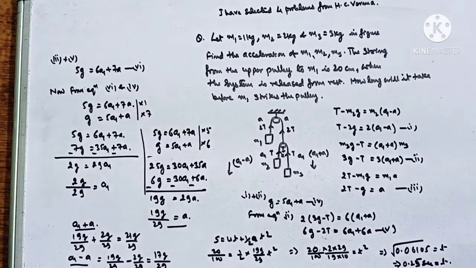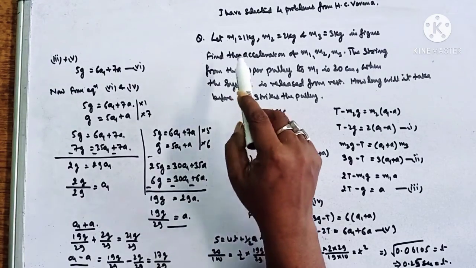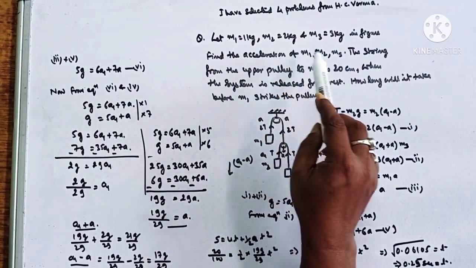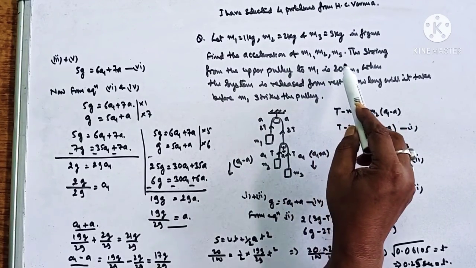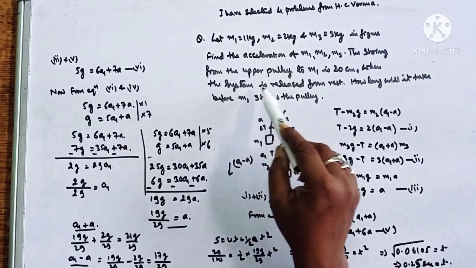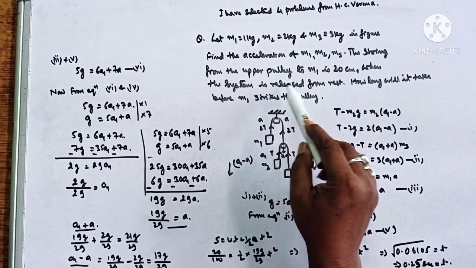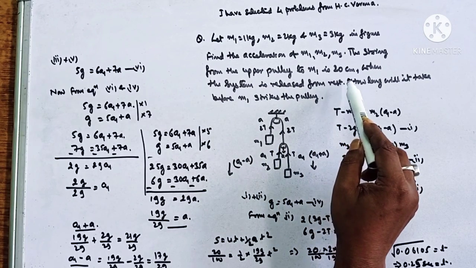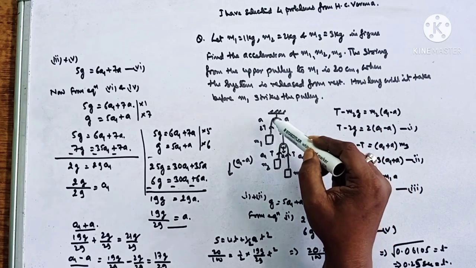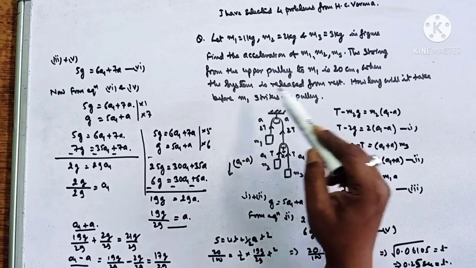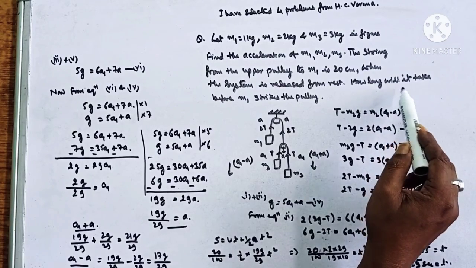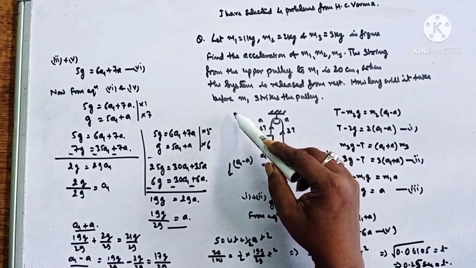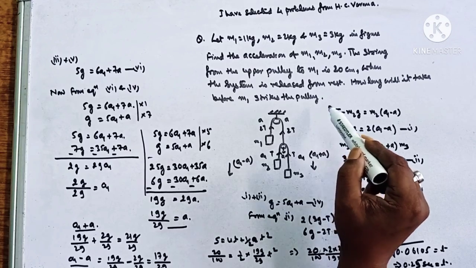See, this is another question. Let m1 is equal to 1 kg, m2 is equal to 2 kg, and m3 is equal to 3 kg in the figure. Find the acceleration of m1, m2, m3. The string from the upper pulley to m1 is 20 centimeter. When the system is released from rest, how long will it take before m1 strikes the pulley?